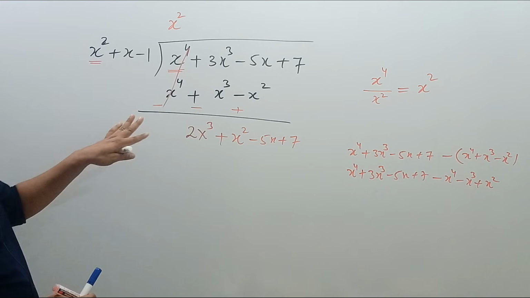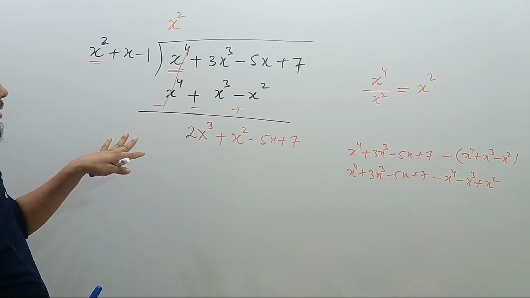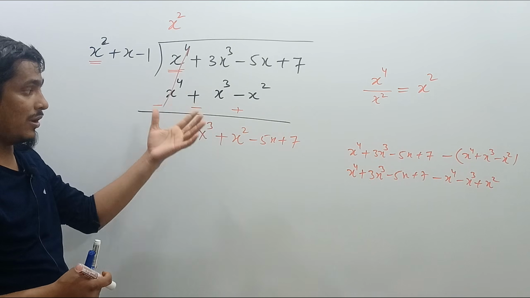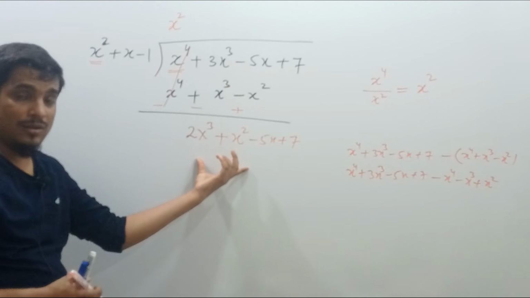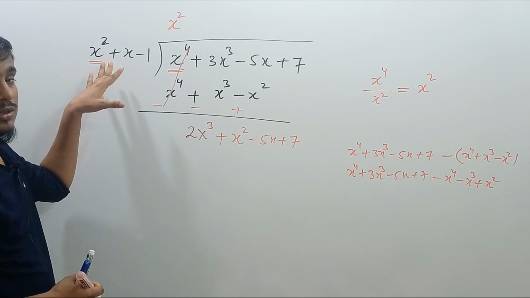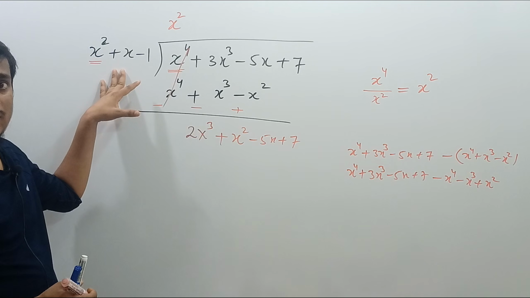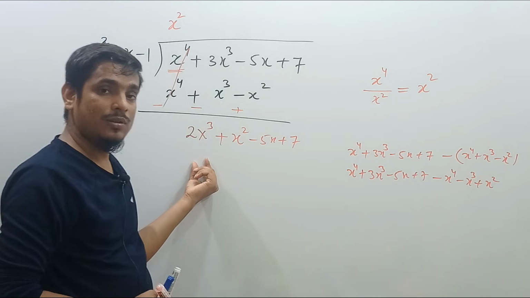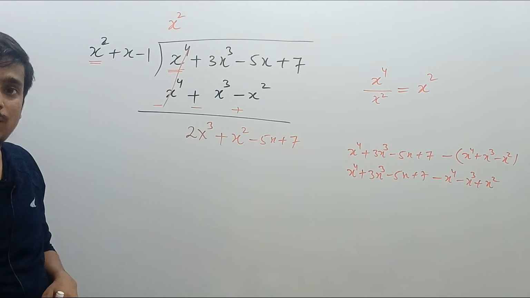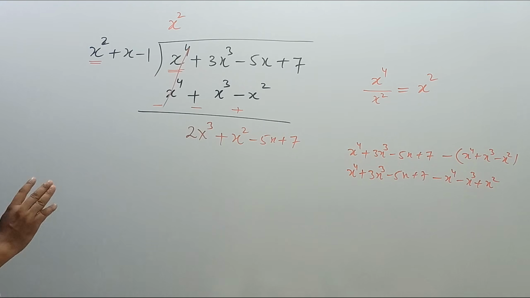So this is the first step, and in order to check, we have to continue until the degree of the remainder is lesser than the degree of the divisor. As the degree of the divisor is 2, and the degree of the remainder is what? 3. So further division is possible. So we'll follow the same procedure.